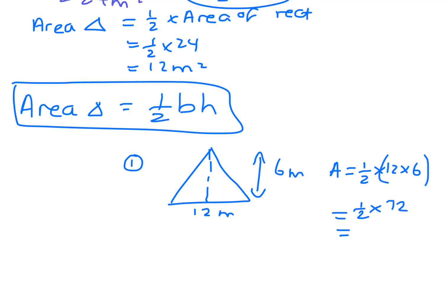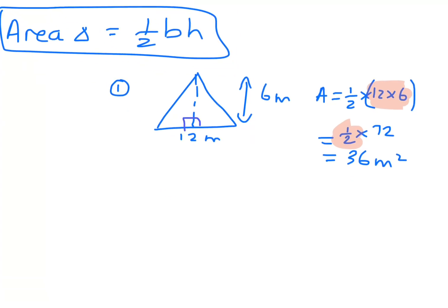12 and the 6 is 72. Half of that is 36. Okay, because when you're doing that, you're effectively just getting the area of the rectangle, and then you are halving it. All right, now I'd also like to chuck in there just a couple of different types of triangles.